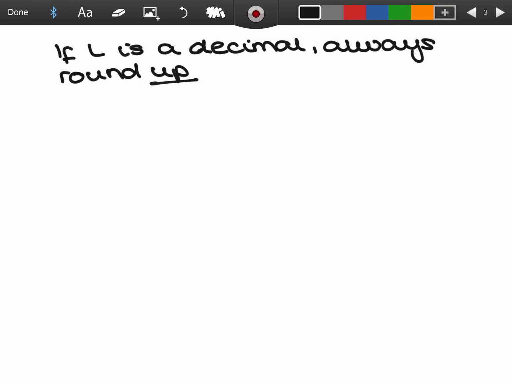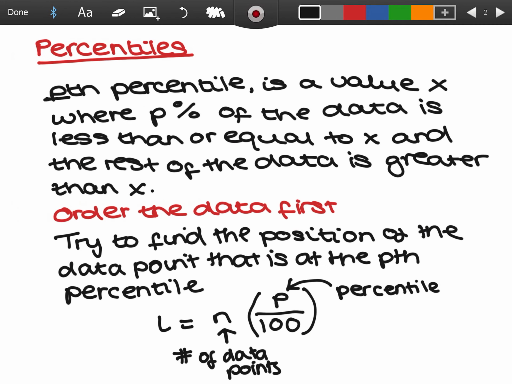So let's say you did this, a particular example. Let's say you worked this out and L came out to 4.2. That would mean that I would round up to L is equal to 5, which would mean that that particular percentile, let's say I was looking at the 20th percentile, was at the 5th data point once I'd ordered it. So this just tells you the location of the data point. You then have to go to your ordered data and find the data point that is in that particular position.